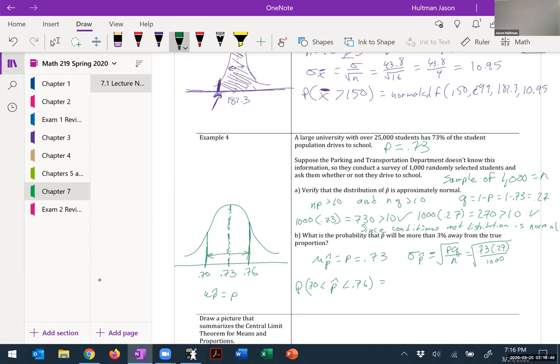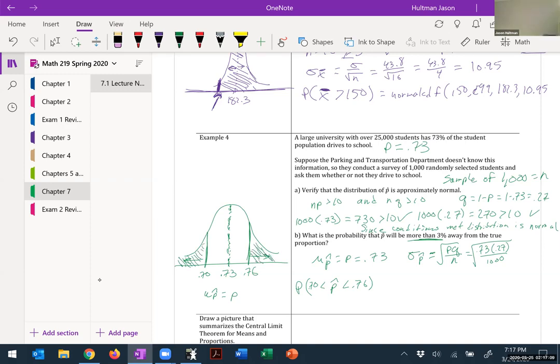Okay, I think I wrote this backwards. The standard deviation is fine. It says that it will be more than 3% away. I read it backwards, sorry. We want more than 3% away. So it's these areas that I'm looking for.